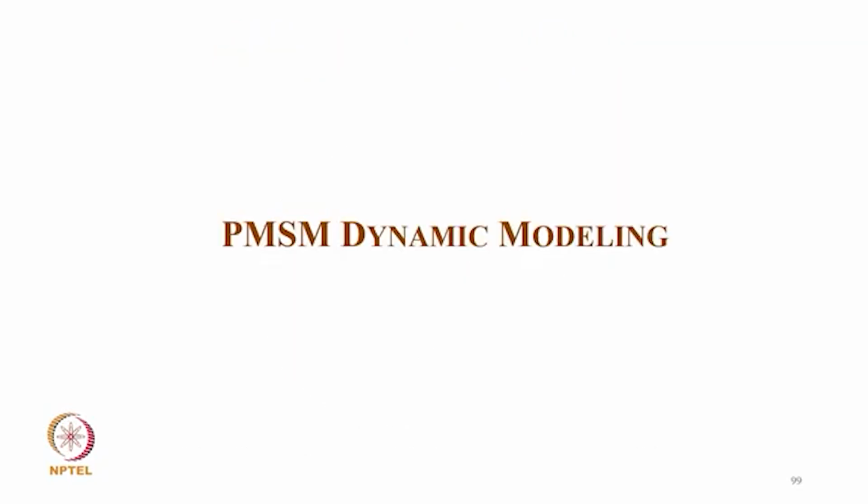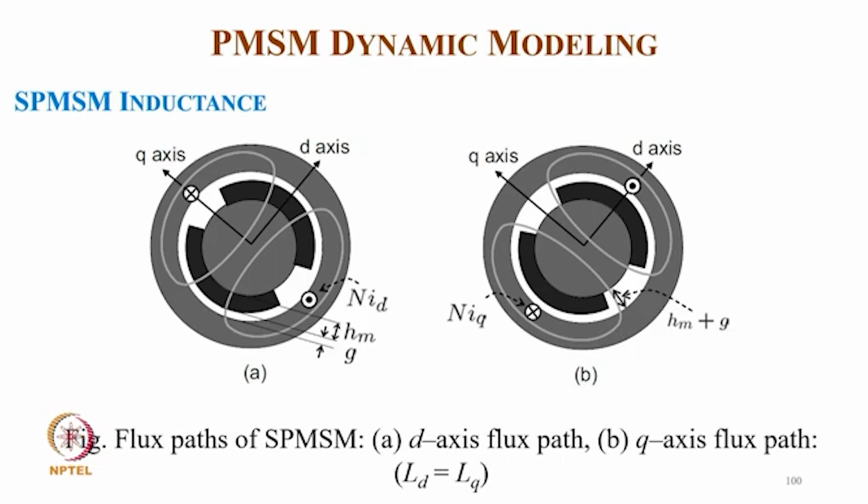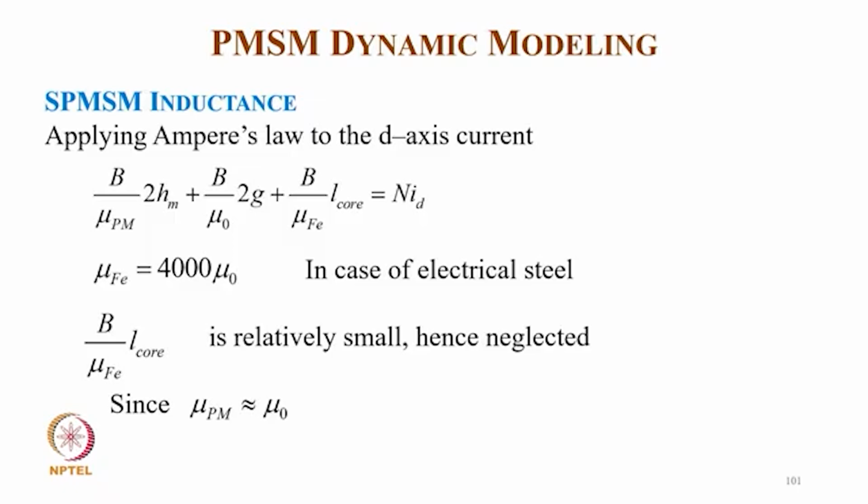Now coming to typical PMSM dynamic modeling. Taking the case of two poles, we have on the left side a figure showing a D axis flux path and a Q axis flux path, and of course with surface mounted magnets we already talked about L_D equal to L_Q.